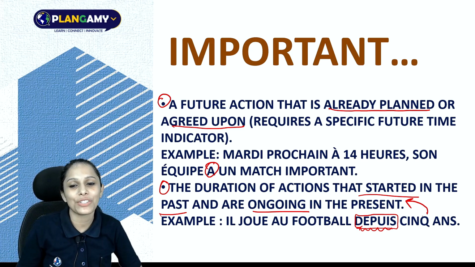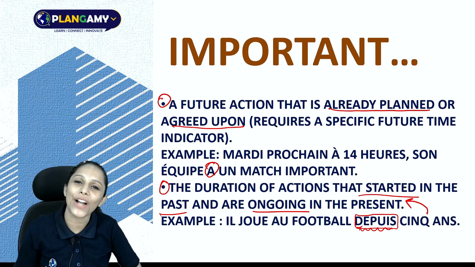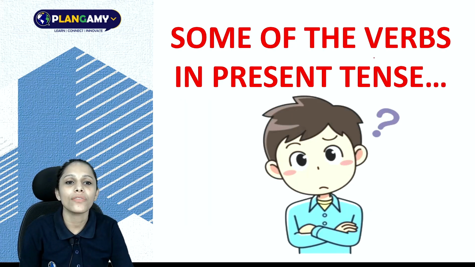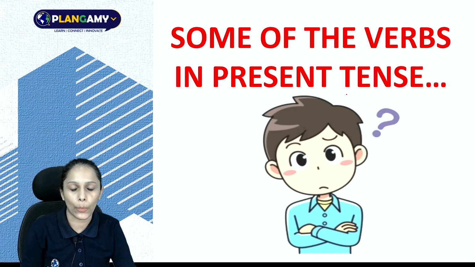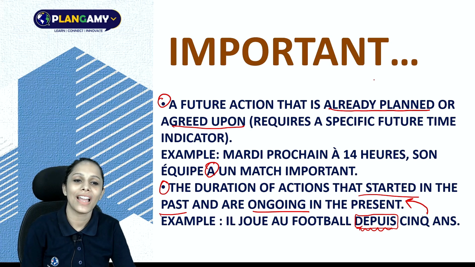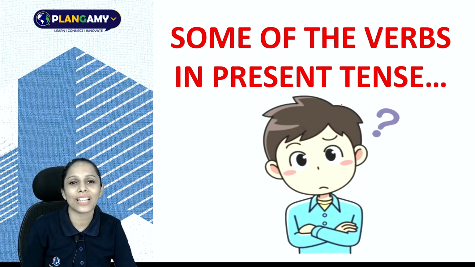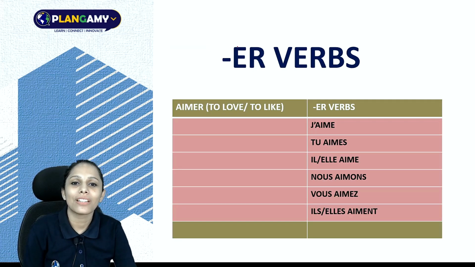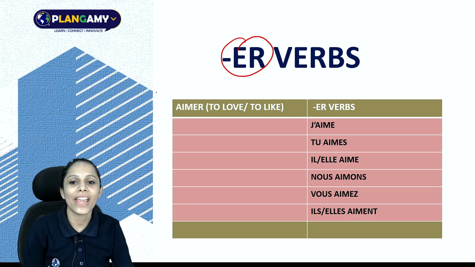I hope that these 2 points are clear to you. Now let's move further. So some of the verbs in present tense. Now going back, here we have how to conjugate the verbs in the present tense. So here we will see some of the verbs conjugated in present tense. Now for the ER group of verbs, I have taken aimer. Aimer means to love and to like.